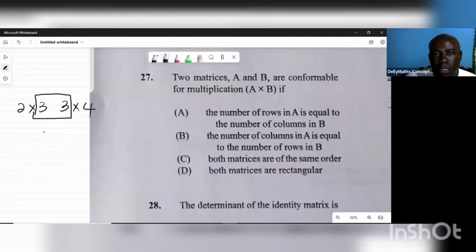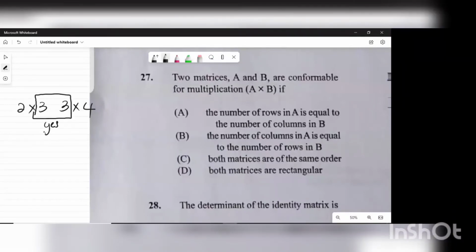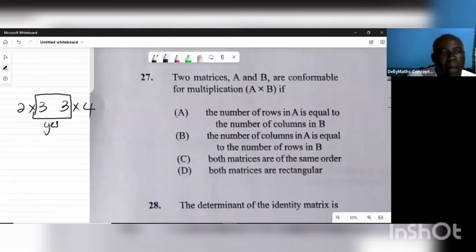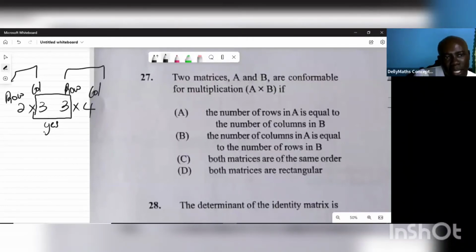Remember that, guys? Remember that this is row and this is column. The first one is row and the last one is column. This is the first matrix and this is the second matrix. What do you notice? Watch this, let me shade it. It's the number of columns for the first matrix that is equal to the number of rows for the second matrix.